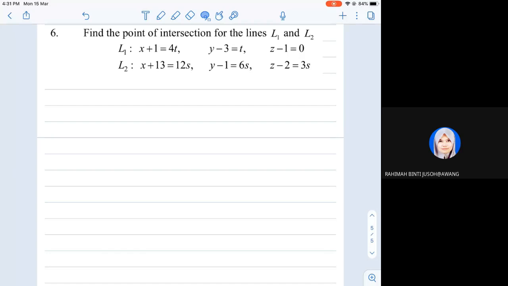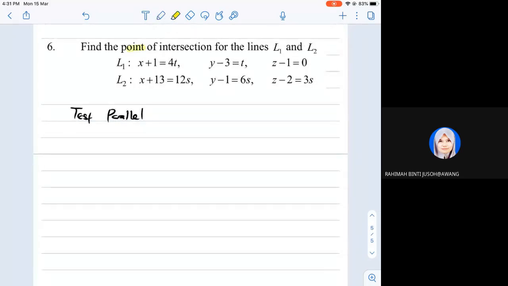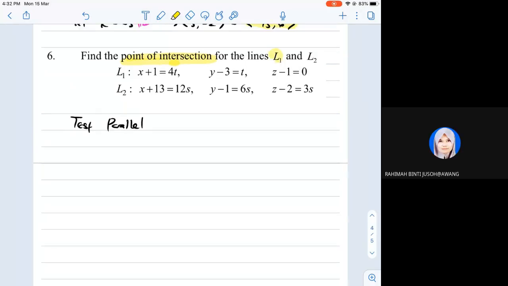Okay, so first of all, let's say saya nak test parallel sajalah. Agak-agak dia parallel tak guys? Try answer me. Dia parallel ke tak? Sudah. Parallel ke tak? Tak payah cari pun guys. Soalan dia tertentu dia suruh cari point of intersection. Confirm lah dia tak parallel sebab dia intersect kan. Betul tak? Dia dah suruh cari point of intersection. Confirm lah dia tak parallel.